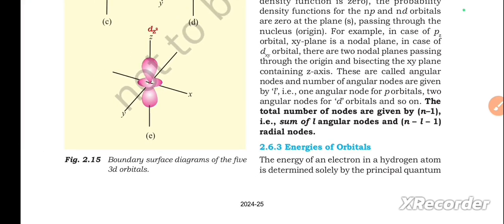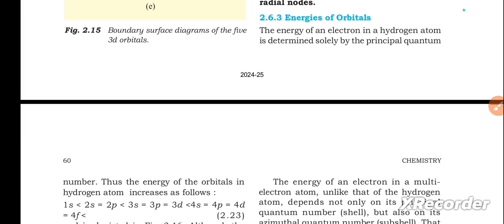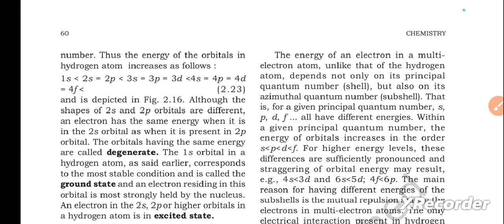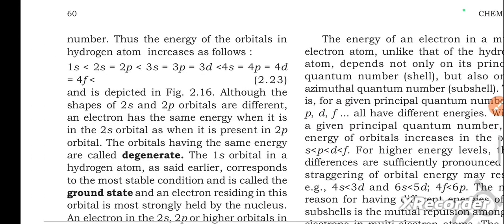Next, energies of orbitals. The energy of an electron in a hydrogen atom is determined solely by the principal quantum number. Thus, the energy of the orbitals in a hydrogen atom increases as follows: 1s less than 2s equals 2p less than 3s equals 3p equals 3d less than 4s equals 4p equals 4d equals 4f, and is depicted in figure 2.16.